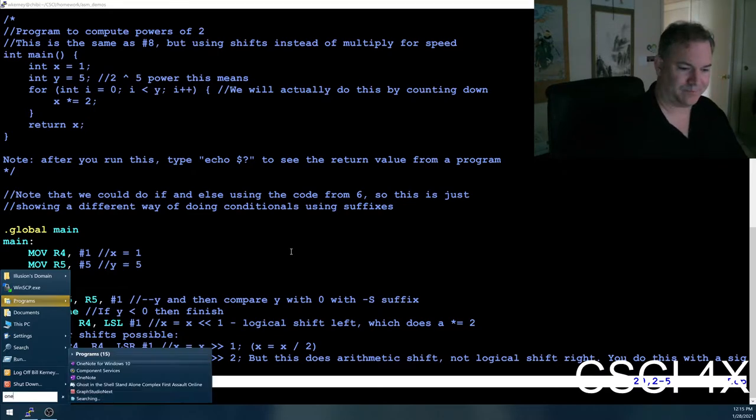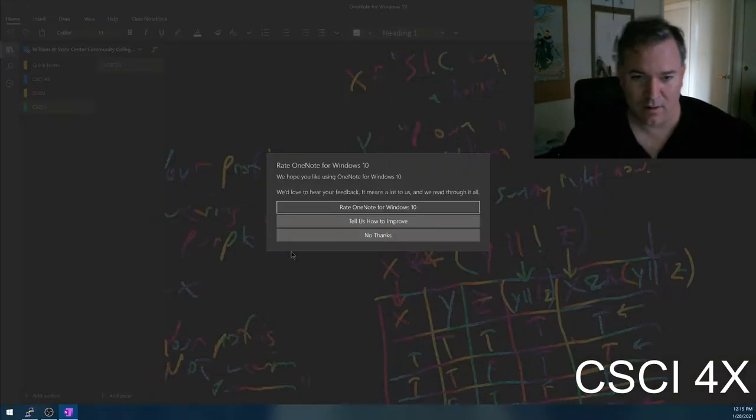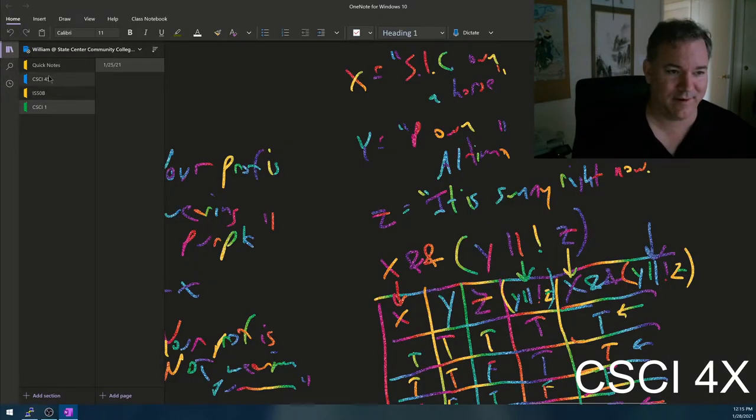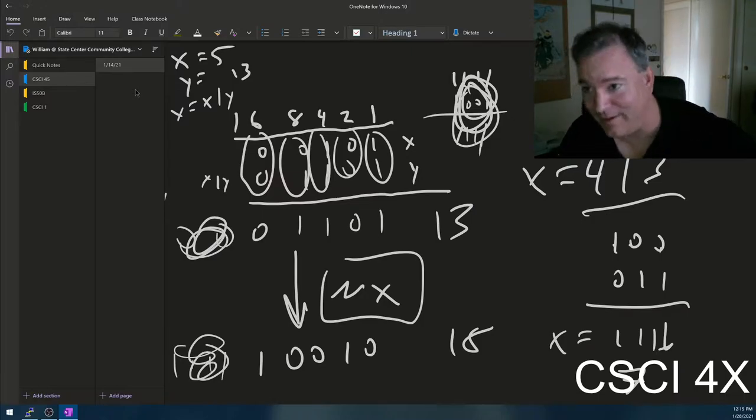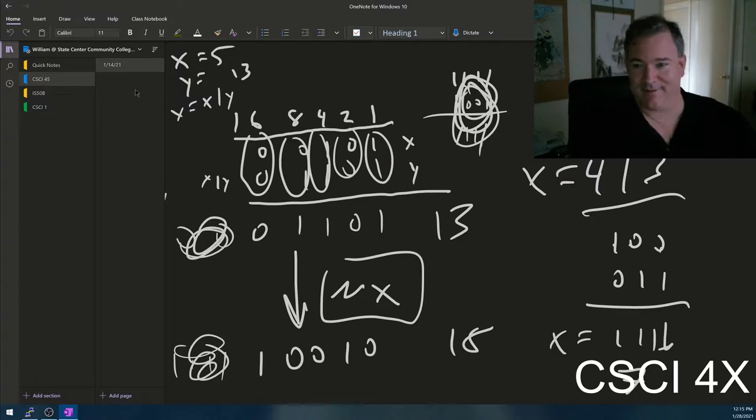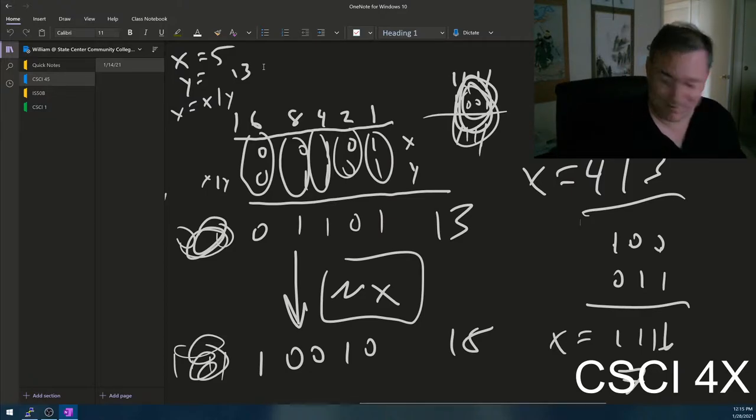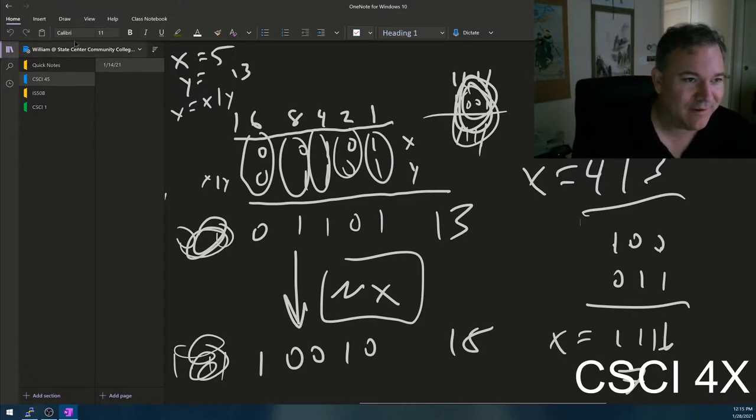Let me fire up OneNote. Let's rate OneNote. No. Is this a mobile app now? I mean, I guess it technically is, but what the hell, dude? This is a computer, not a smartphone app. What the hell's going on here?